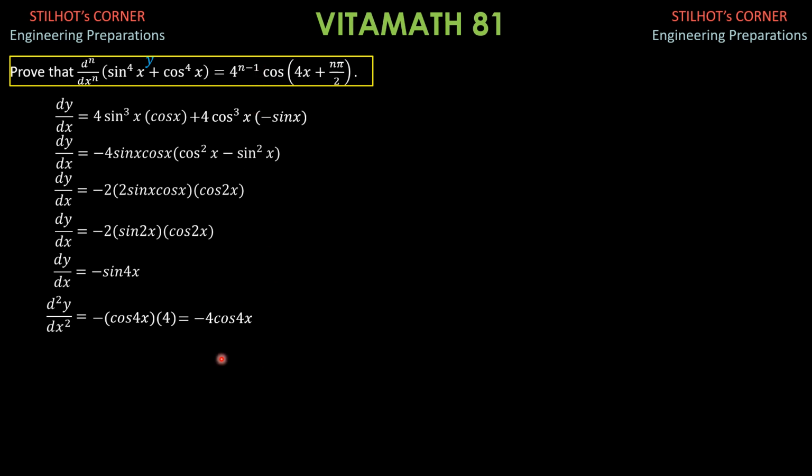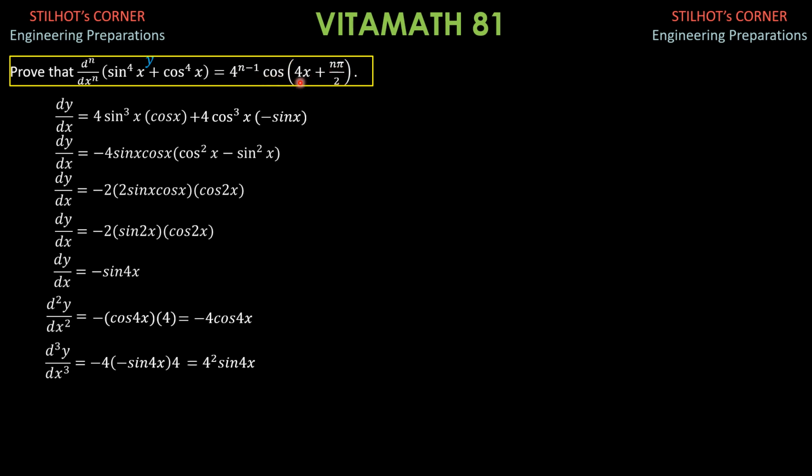Third, we differentiate negative 4 cosine 4x. So that would be negative 4 times negative sine 4x times 4, and that would be positive 4 square sine 4x. And if you check with n is 3, 4 to the 3 minus 1 is 4 square, which is this. Then cosine of 4x plus 3 pi over 2.